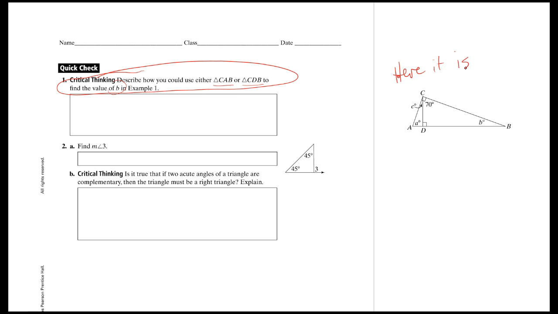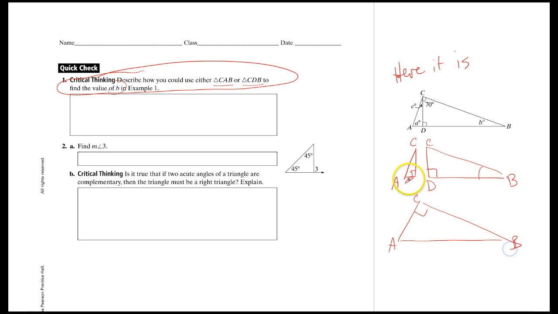And the question is, how could we have used either of these little triangles, C A B, which would have been the big one, or C D B, which is sort of the medium-sized triangle, to find the value of this guy over here. So let's do that. C A B, and we don't have to worry about the little one. So we're trying to find this angle here.